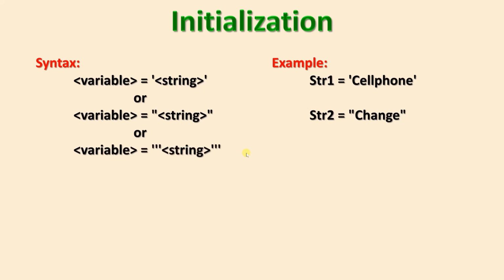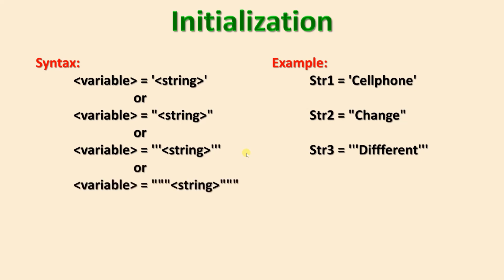We can also use three times single quote: str3 is equal to three times single quote, 'different', three times single quote. In a similar way, we can use double quote three times: str4 is equal to "remote" within three times double quote. Remember, the quote which you give in the beginning and the end should be the same. You cannot mix single and double together.